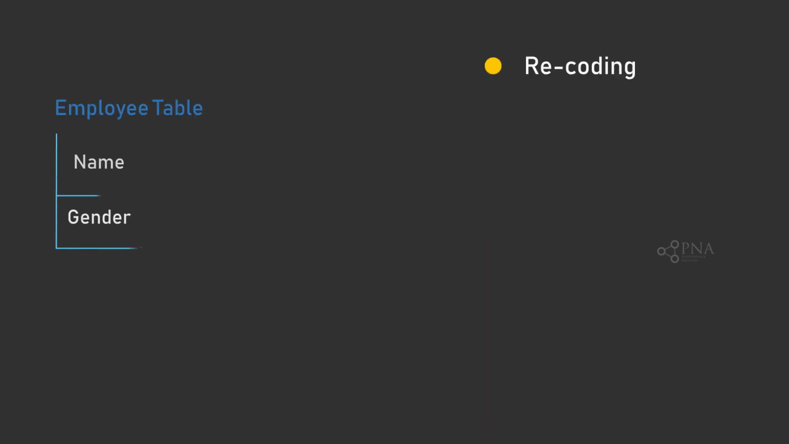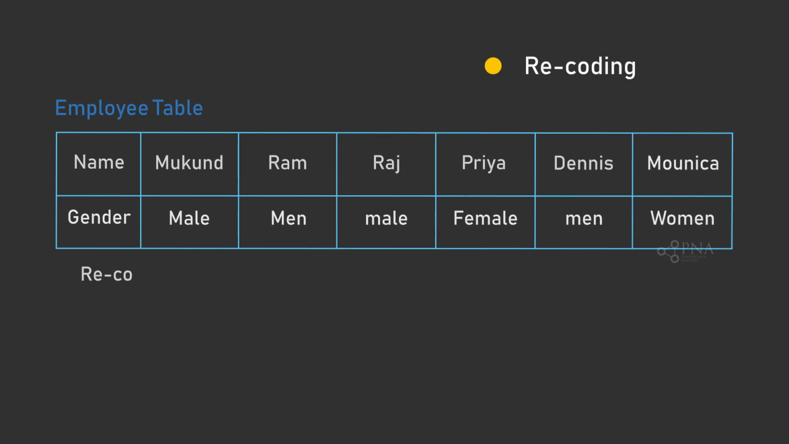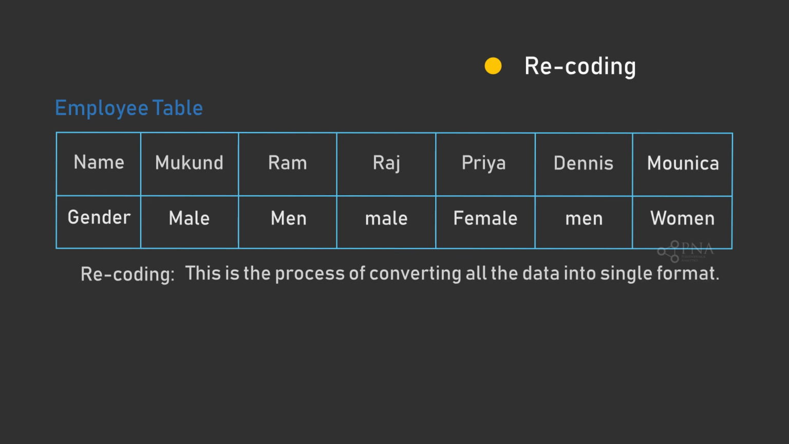Finally, we use recoding to convert all available data into a single format. This helps our systems understand multiple variations of a single value can be the same thing. For example, we know that male, male and men all refer to male, so we recode the data to reflect that.